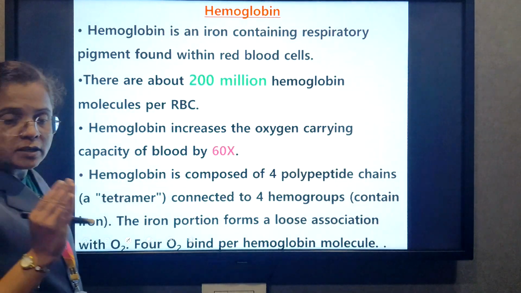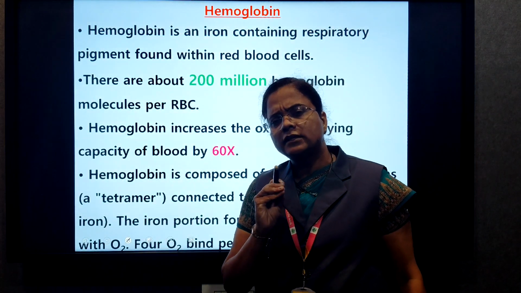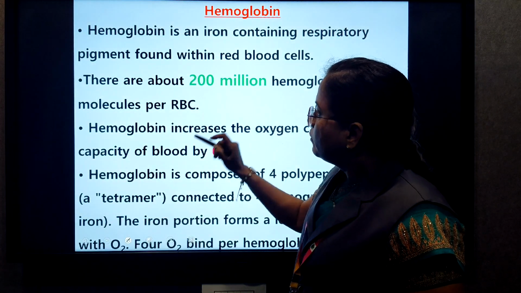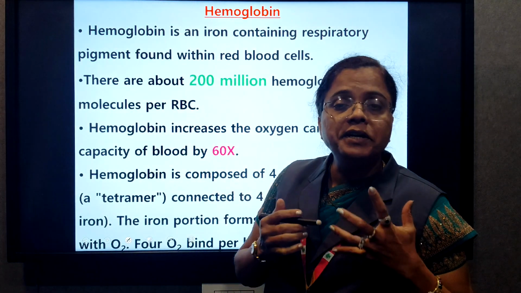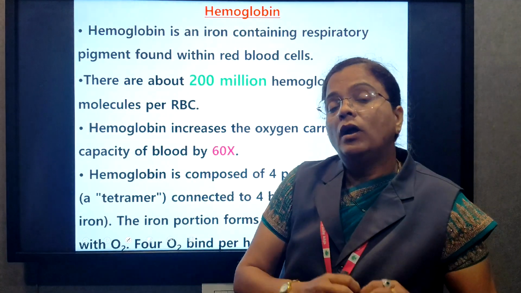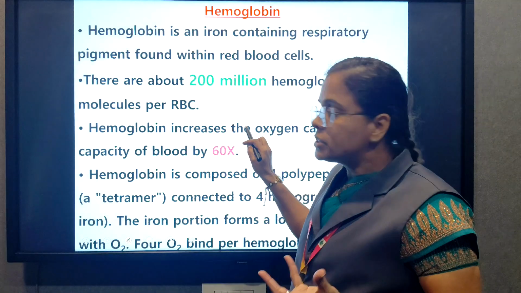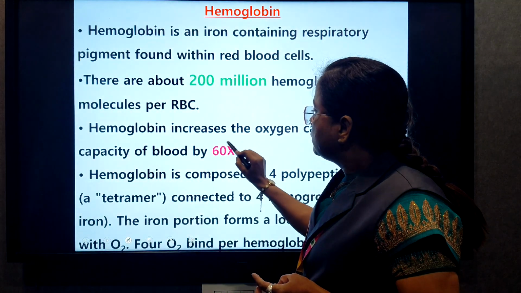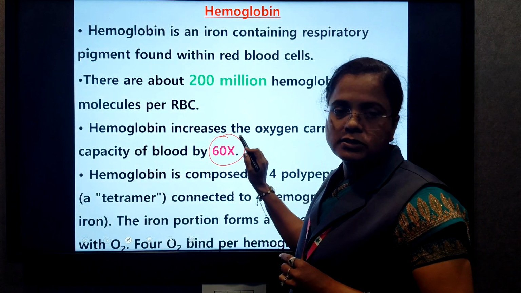Hemoglobin acts as a buffer in nature, so there is only a slight change in the pH of blood. It is slightly acidic. Why? Because hemoglobin has an affinity for oxygen. Hemoglobin loves oxygen, so it combines with oxygen to form oxyhemoglobin. This capacity to bind with oxygen is 60 times faster.